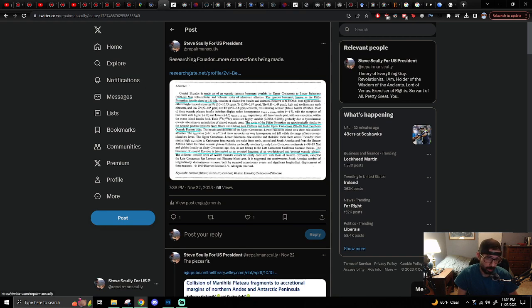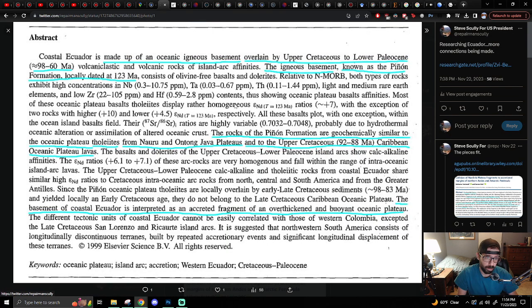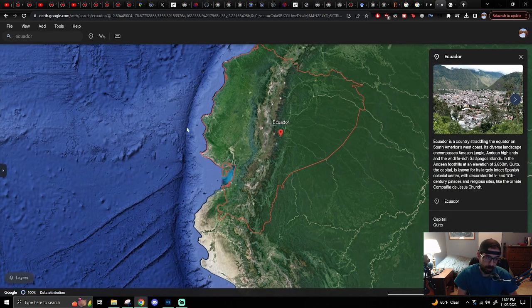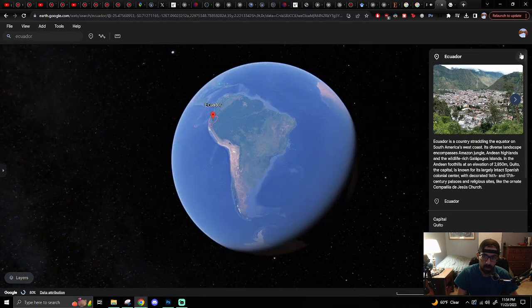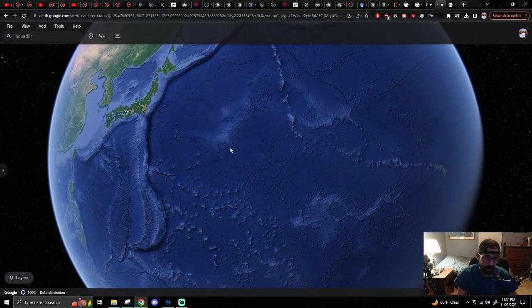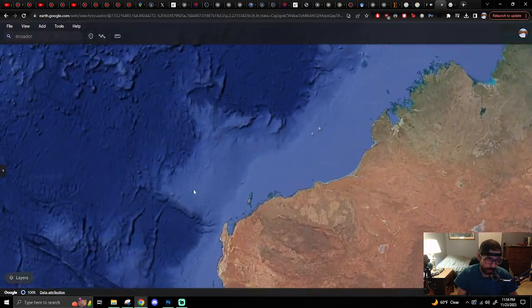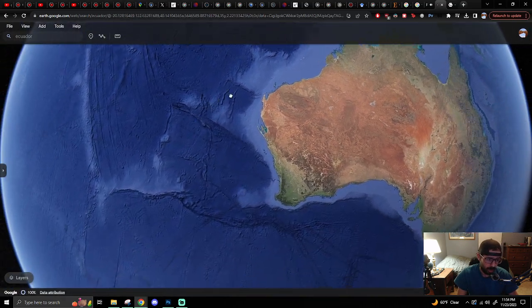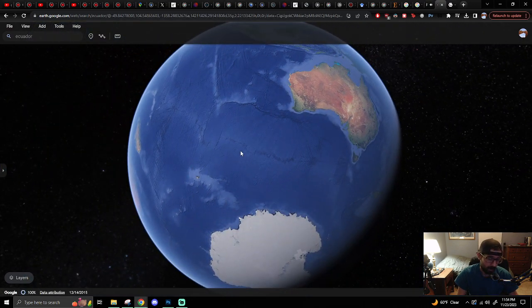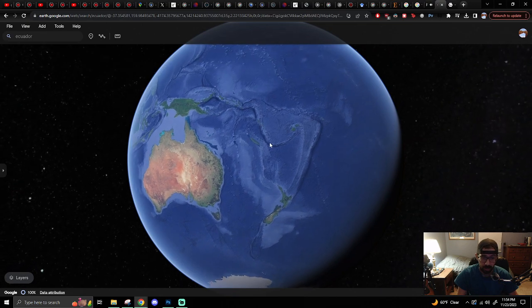more connections being made. So the first paper I came across says coastal Ecuador is made up of an oceanic igneous basement, which immediately caught my attention because that means it's made up of a large igneous province, basically. One of these types of things. These mounds out in the ocean, like Shatsky Rise, like Ontong Java Plateau, like Exmouth Plateau, which I was looking into a little bit today, but I'll probably get to that at some point, but not yet.